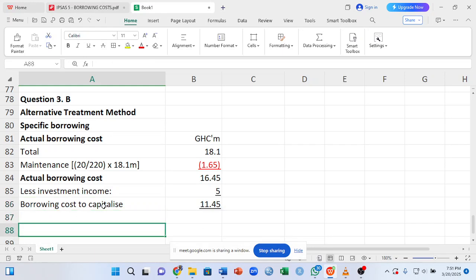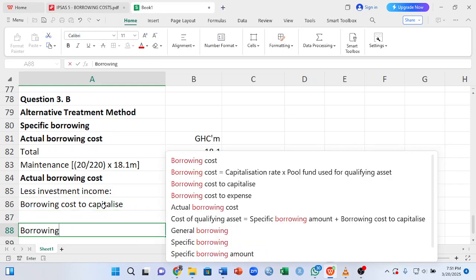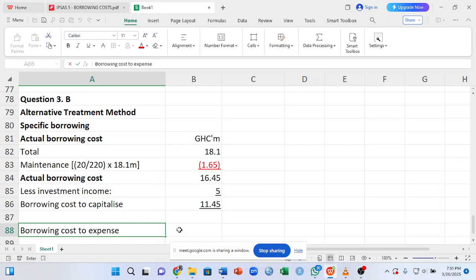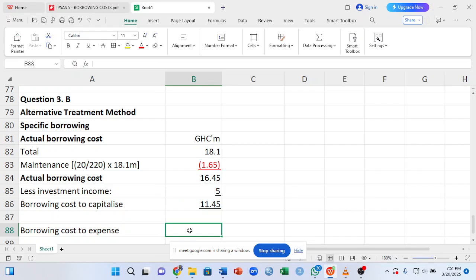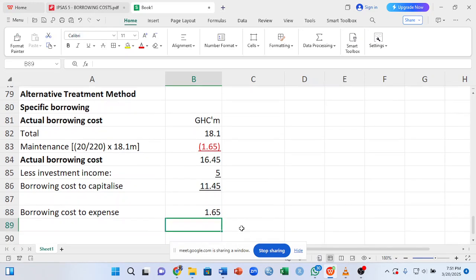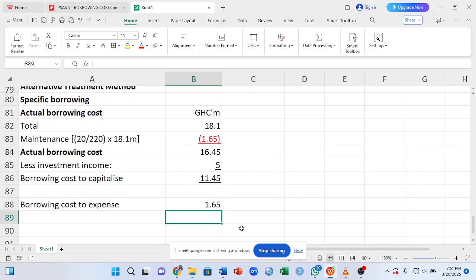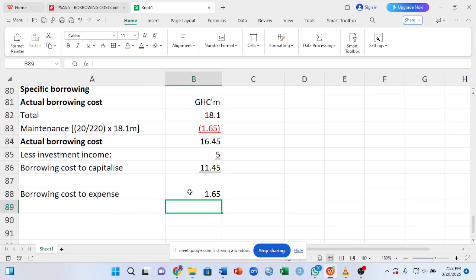Borrowing cost to capitalize. What about the borrowing cost to expense? Who can tell me the borrowing cost to expense? It is 1.65. I hope you know why. The total borrowing cost in this question was 18.1. But out of this 18.1, it's only 16.45 that relates to the qualifying asset, meaning that the remainder, 1.65, is what? Borrowing cost to expense. So when we go to your statement of financial performance, in public sector, that's how I call it, you are going to record 1.65 as the borrowing cost to expense.